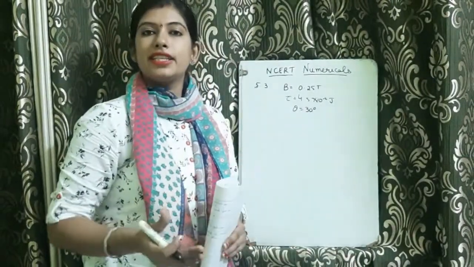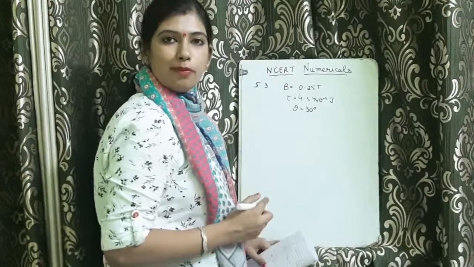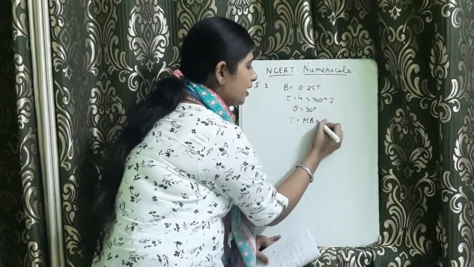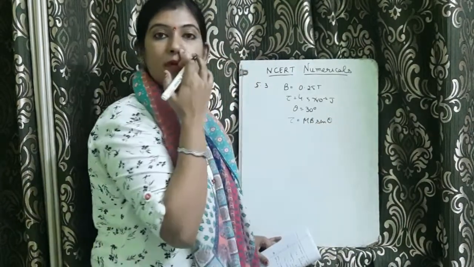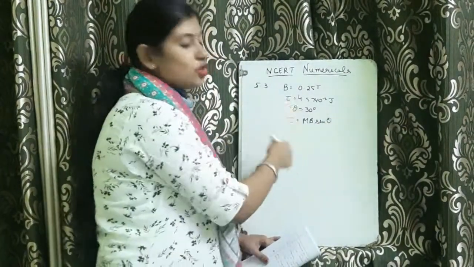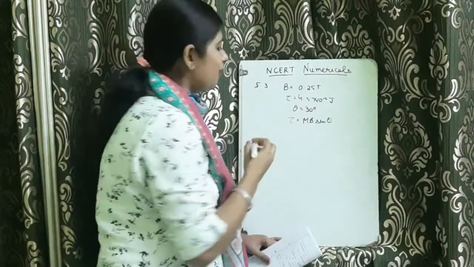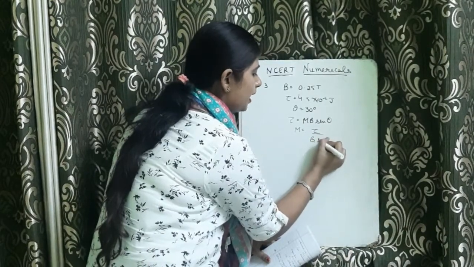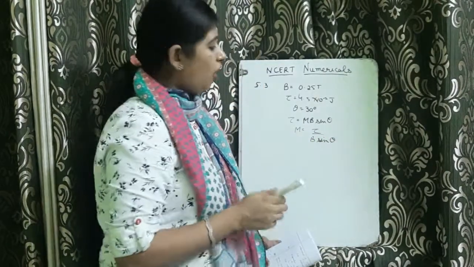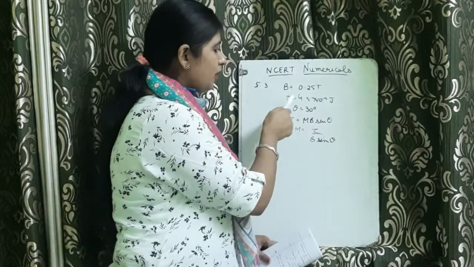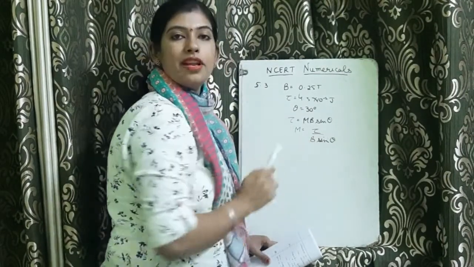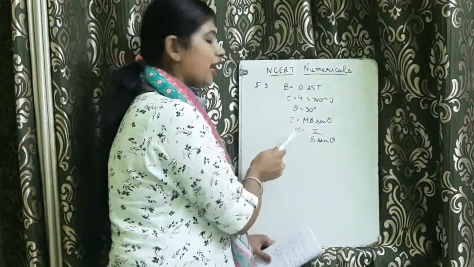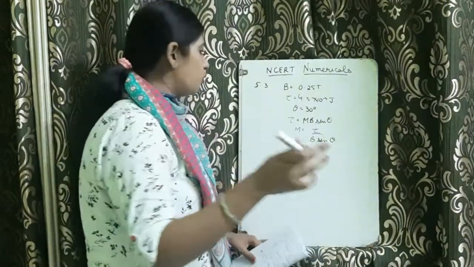We know that the relation between the torque and the magnetic moment is given by torque is equal to mB sin theta. We have to calculate the value of magnetic moment. So from this equation, the value of magnetic moment is given by m is equal to tau upon B sin theta. Now put the value of tau, put the value of B, the value of theta here will be 30 degree. Calculate the value of sin 30, substitute the value and you will get the value of magnetic moment.